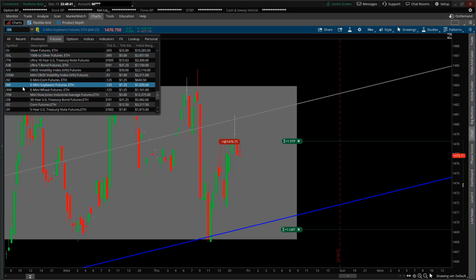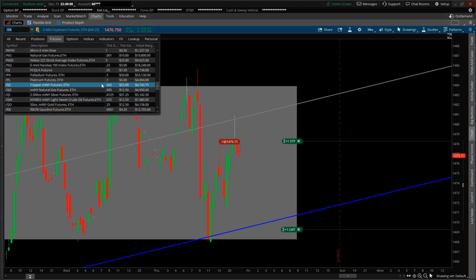So XK, it's traded, it's right here. This is the XK E-mini soybeans. So I'm at the futures menu. These are all the futures contracts that are available for me to trade. And the tick size is 0.125. So for every 0.125 move up or down, the trade is making or losing $1.25. The margin requirement's a little over $1,000.